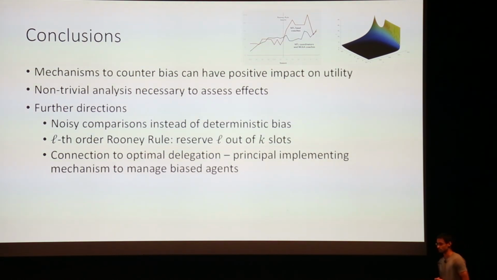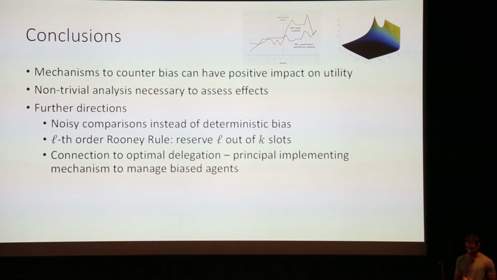There are a ton of ways that we would have liked to extend this model, and still would like to, because I made a lot of simplifying assumptions, one of which was that all my comparisons are deterministic. That's probably not the way the world works, and looking at a model where the minority suffers from a different level of noise than the majority would be interesting. The other thing is the Rooney rule: the version that we've studied reserves exactly one slot. You could imagine reserving L slots or some constant fraction of the slots.